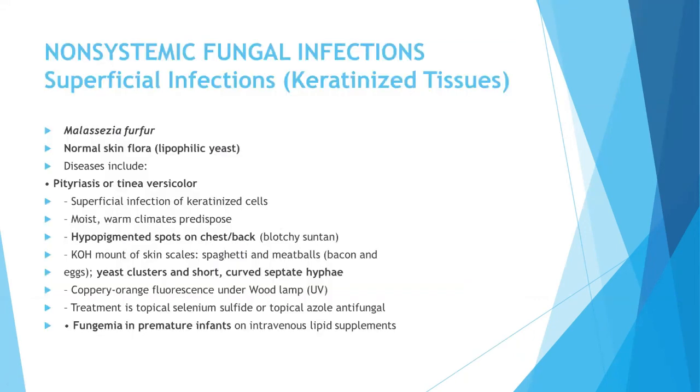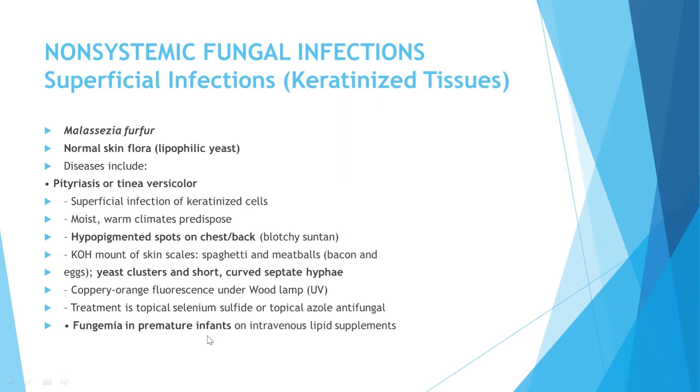Non-systemic fungal infection, superficial infection of the keratinized tissue. The first one we have is Malassezia furfur, which is normal skin flora, and diseases include pityriasis or tinea versicolor. It is a superficial infection of keratinized cells, occurs in moist, warm climates, and causes hypopigmented spots on the chest and back. KOH mount of skin scales shows spaghetti and meatballs. Yeast clusters and short, curved, septate hyphae. Coppery orange fluorescence under Wood lamp. And treatment is topical selenium sulfide or topical azole antifungal.